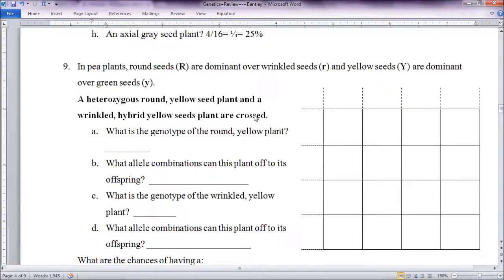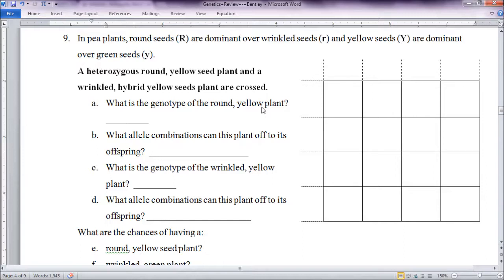Okay, and we're back. So, number 9, we got round seeds, dominant to wrinkled seeds, yellow seeds, dominant to green seeds. So, again, 2 traits, 2 different letters. We're going to have to use our dihybrid cross. So, the first thing you have to do is establish what your genes are. So, a heterozygous round. So, round is capital R. It could be capital R and still be round, but then it wouldn't be heterozygous. So we must use a lowercase to make them different, like hetero implies we should.